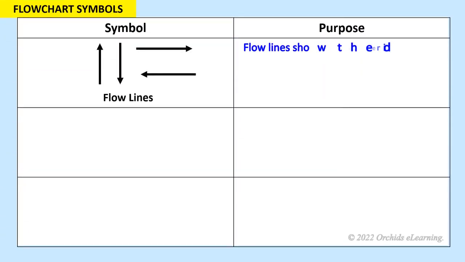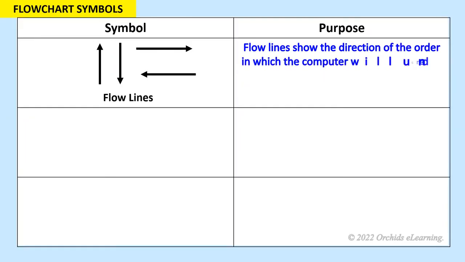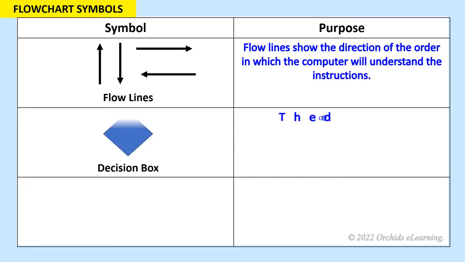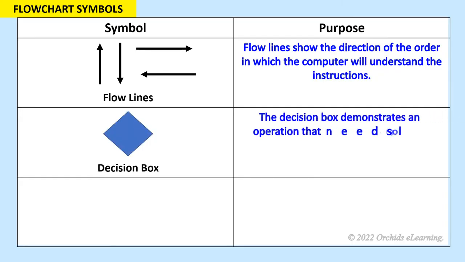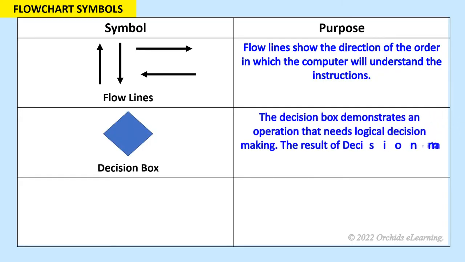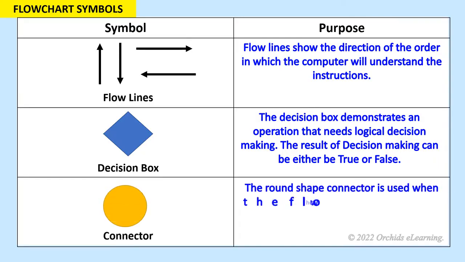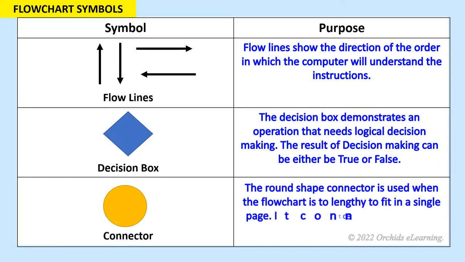Flow lines show the direction of the order in which the computer will understand the instructions. The decision box demonstrates an operation that needs logical decision-making. The result of decision-making can be either true or false. The round shape connector is used when the flowchart is too long to fit on a single page. It connects the parts of a flowchart.